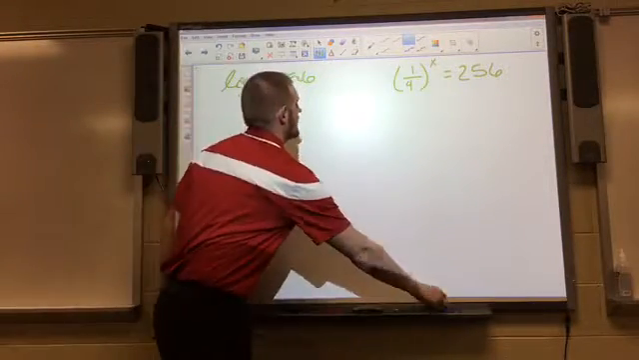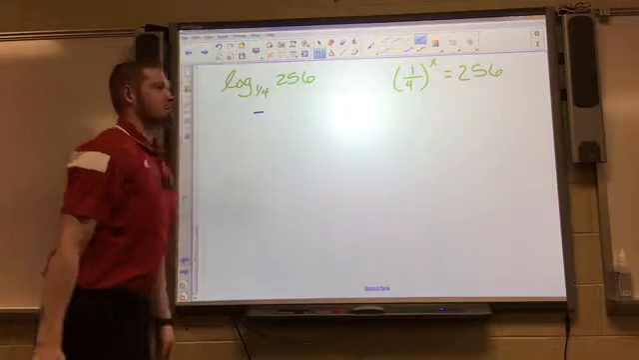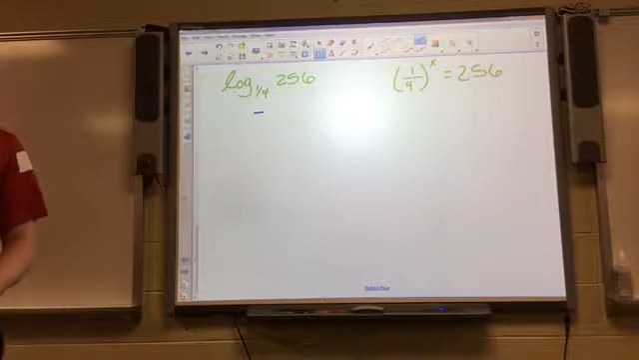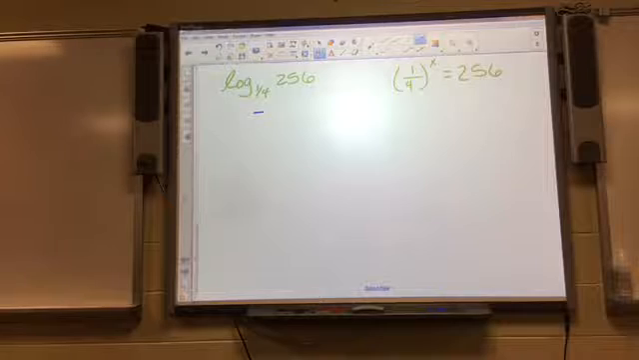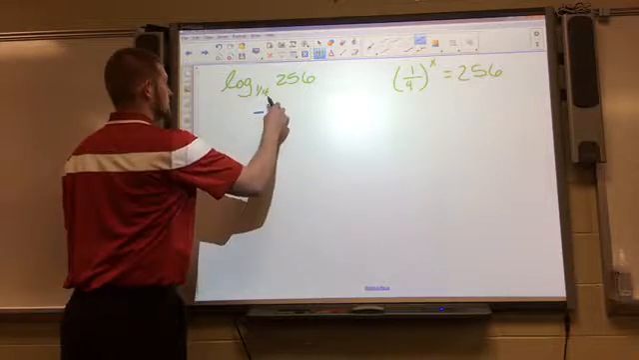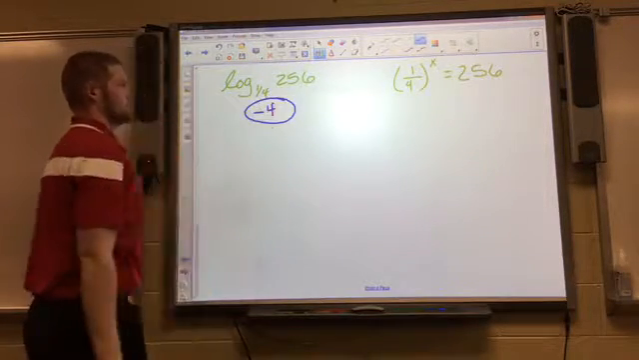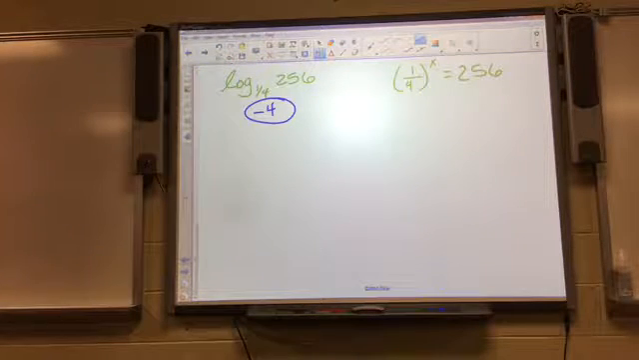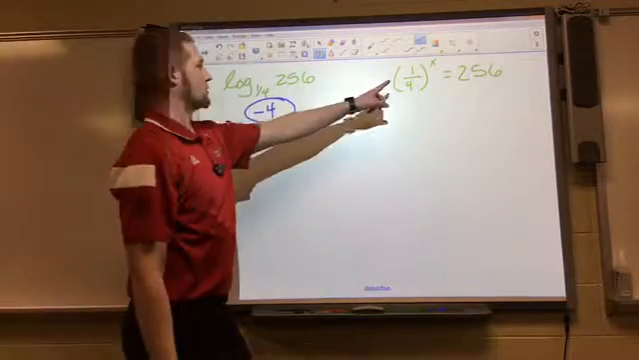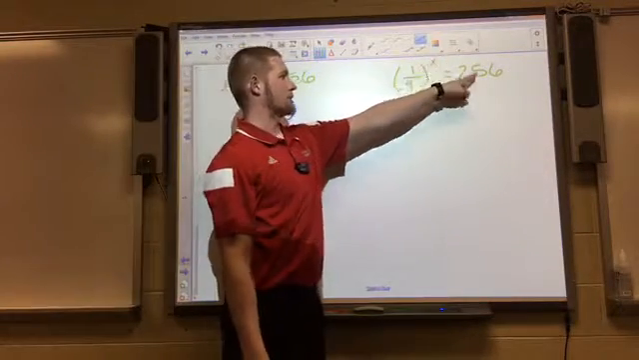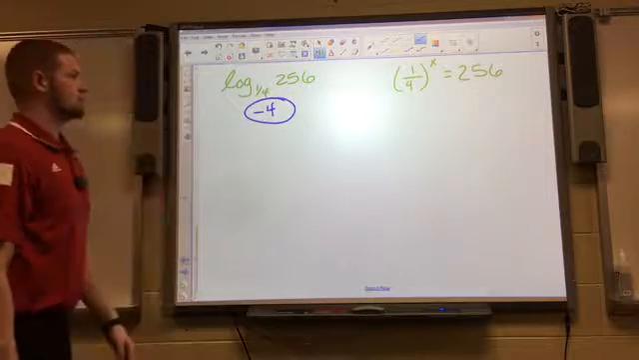Okay, so I know I'm going to have my x negative, but now I have to change that 4 into a 256. So how many times do I multiply it by itself? 4 times? So you get -4. Okay. How would you check that? Yeah, plug it in your calculator. Take 1/4 to the -4th power, and you should get 256.